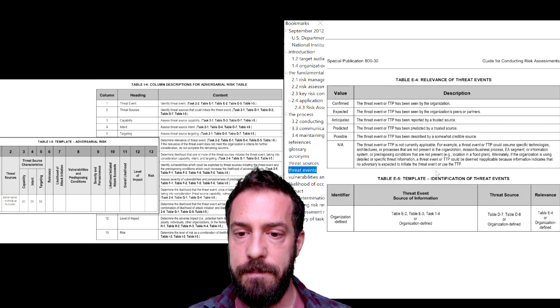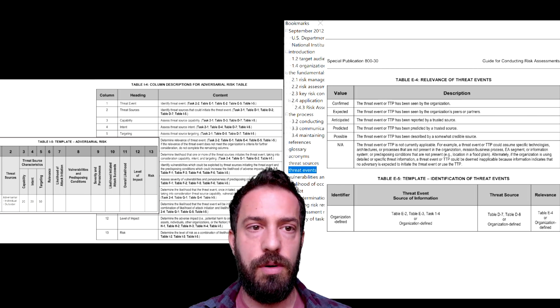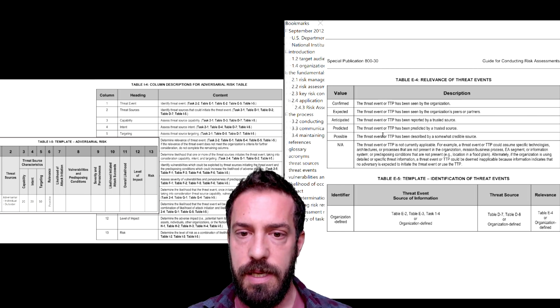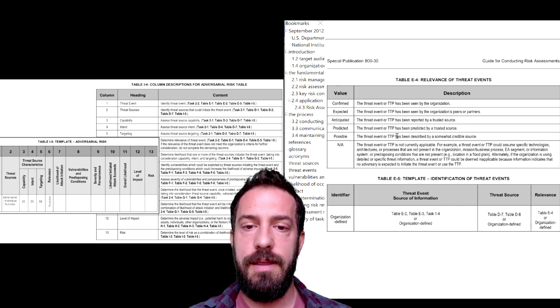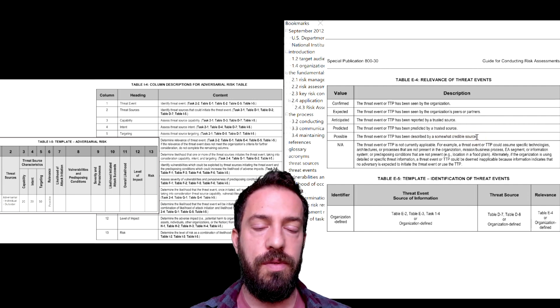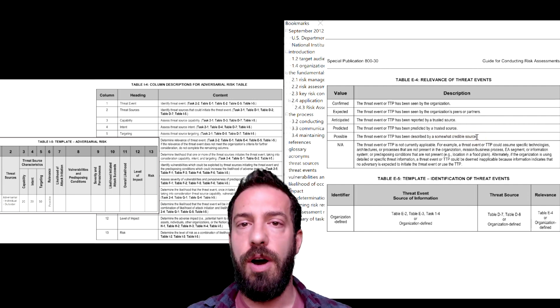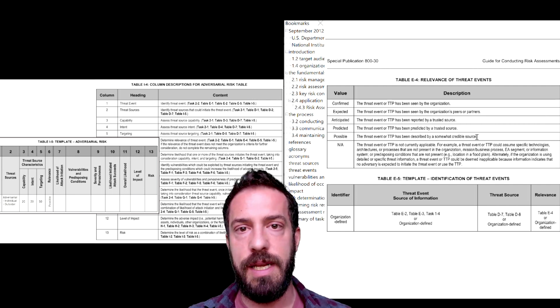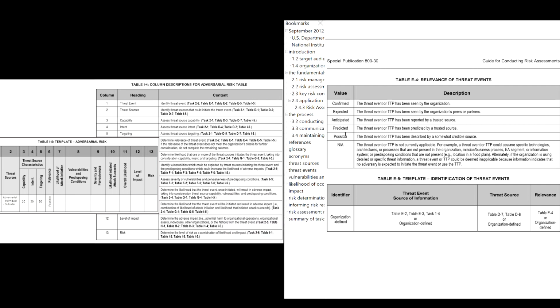Relevance can be more organization dependent. So I'm looking at possible to confirmed. Do we think this threat event has been seen by others we trust, or has it been reported by a source we trust, or predicted by a source we trust, or can it be just described by a somewhat credible source, maybe in a forum on the internet? Someone said, I know how to do that, there's public information, maybe this can be done, we can enter that system and find information. So I would select the value possible and put it in the table.